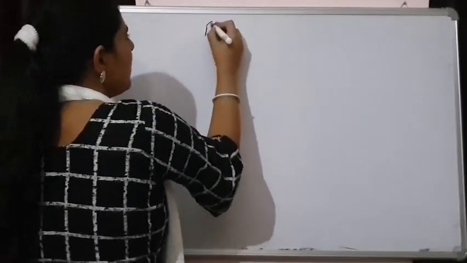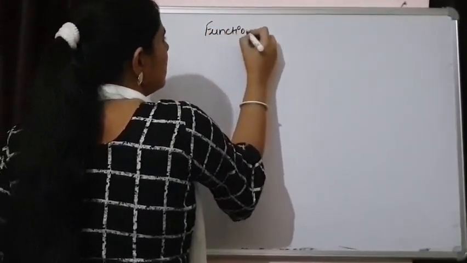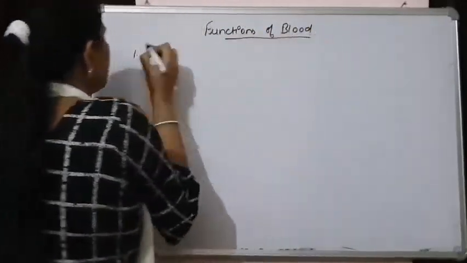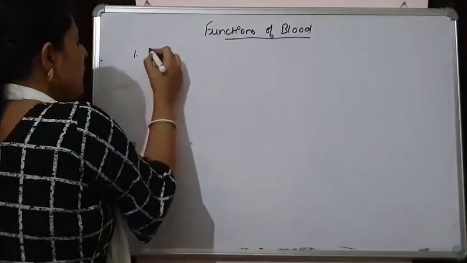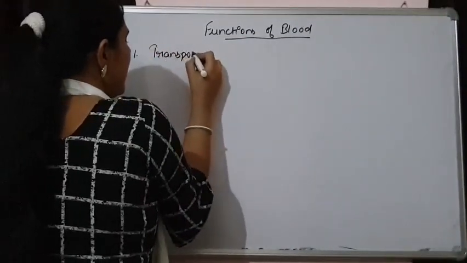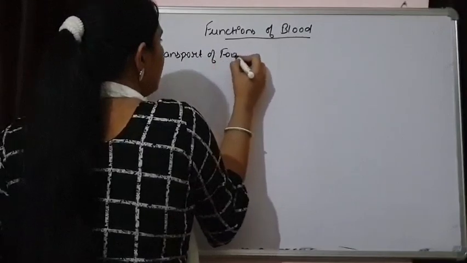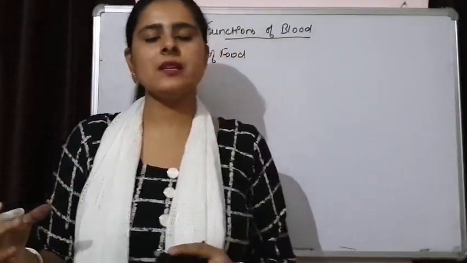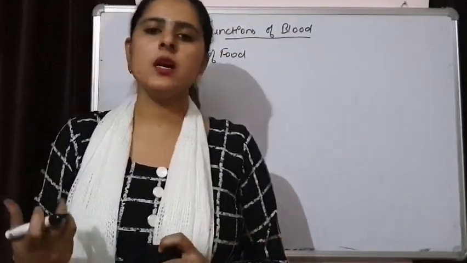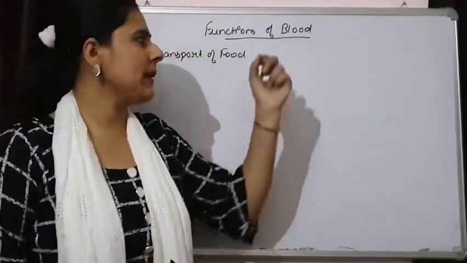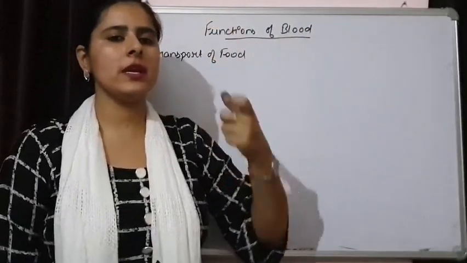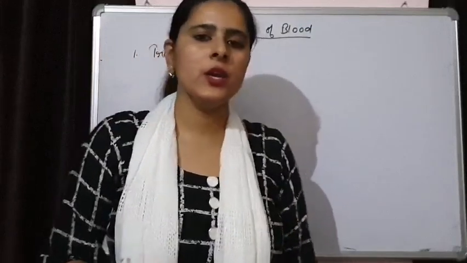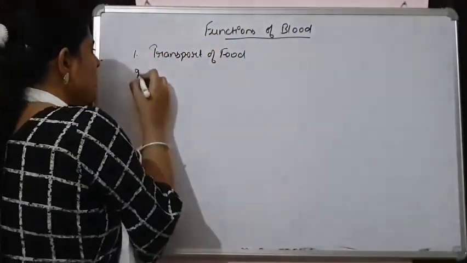Now the functions of blood. What is blood going to do in our body? The first important function of blood is transport of food. In our digestive system we talked about how all the digested food is absorbed from the small intestine by intestinal cells and diffused into the blood capillaries. Now these blood capillaries supply these food components to each and every part of our body. So blood helps in the transportation of food.